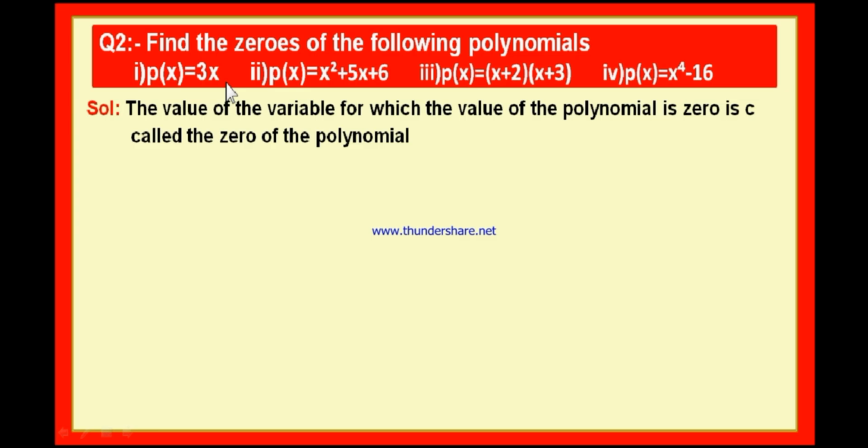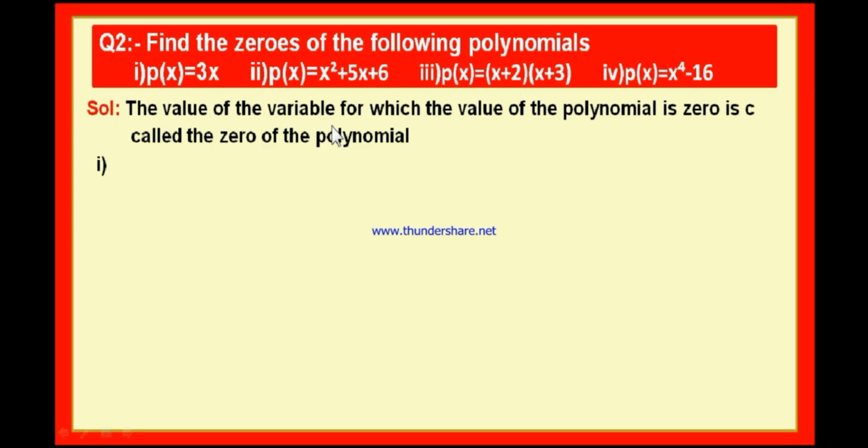Means, for example, if you substitute x is equal to minus 2 here, then minus 2 plus 2 will be 0, 0 into the whole, this will be 0. Therefore, if you substitute x is equal to minus 2, then the value of the polynomial becomes 0. Therefore, minus 2 is one of the zeros of this polynomial. Like that, the zero of any polynomial is nothing but the value of the variable for which the total polynomial becomes 0. That value of the variable is called the zero of the polynomial.